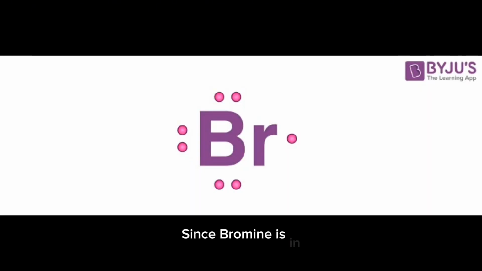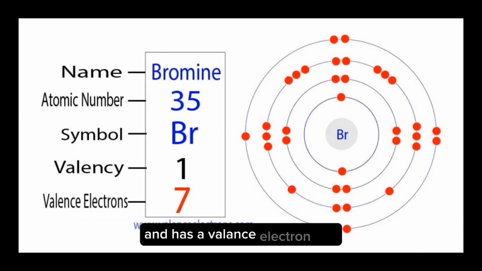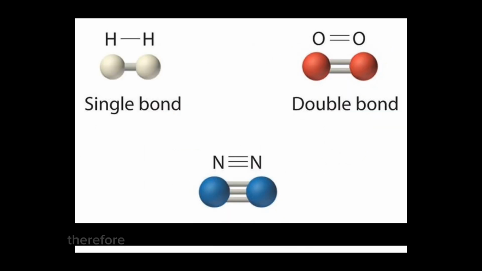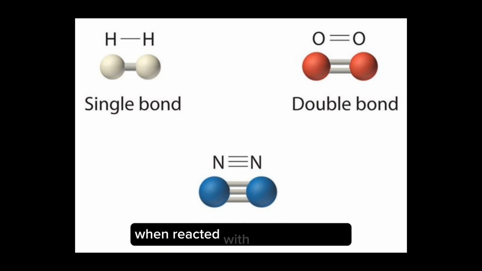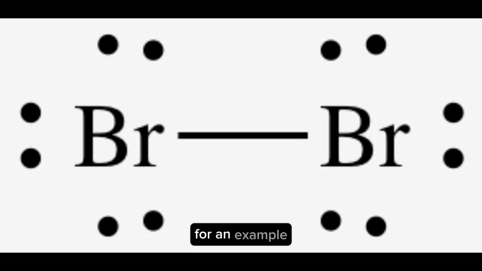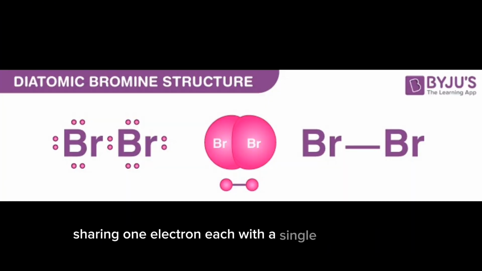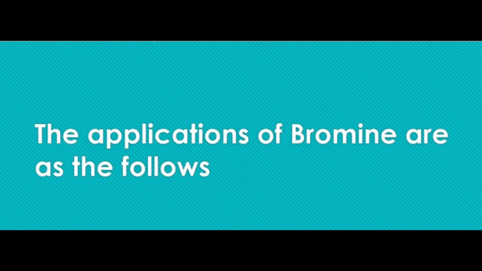Since bromine is in group 17 in the periodic table of elements and has 7 valence electrons, the bromine atom tends to accept one electron to achieve a stable octet electron arrangement. Therefore, bromine tends to form a single covalent bond when reacted with other elements. For example, the molecule Br2 is formed by two bromine atoms sharing one electron each with a single covalent bond. As follows.